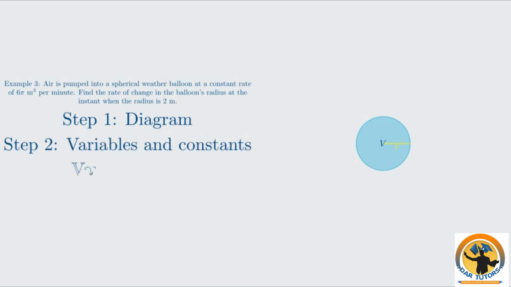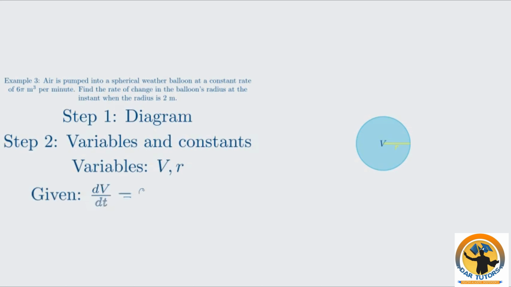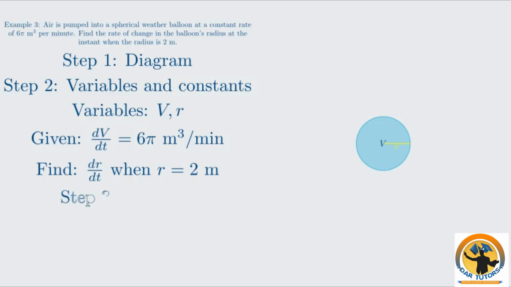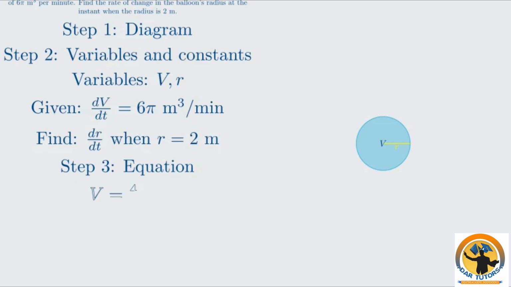Step 2. Variables and constants. The variables are V and r. We are given that the rate of change of volume, dV dt, is 6 pi cubic meters per minute. We need to find the rate of change of the radius, dr dt, when the radius r is 2 meters. Step 3. Equation. We need the formula for the volume of a sphere. The volume V is equal to 4/3 pi r cubed. This equation connects our variables V and r.